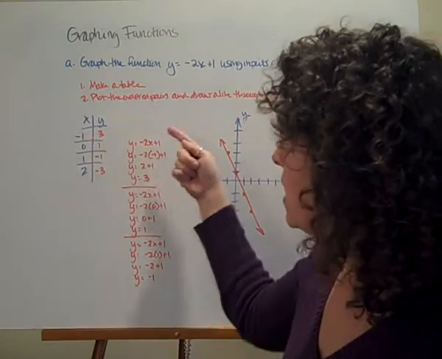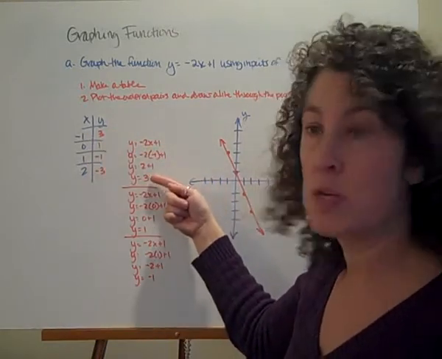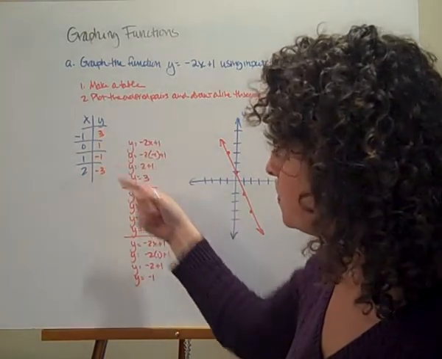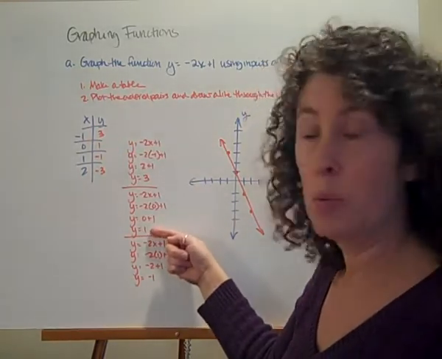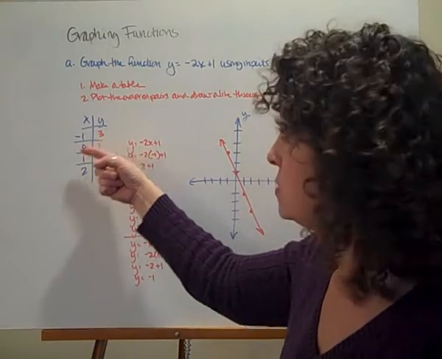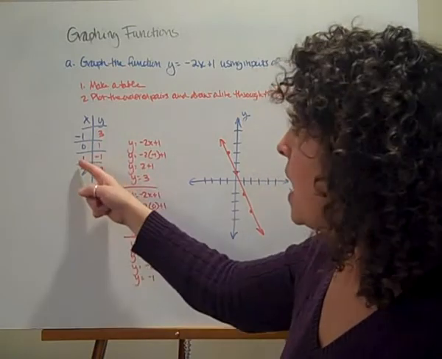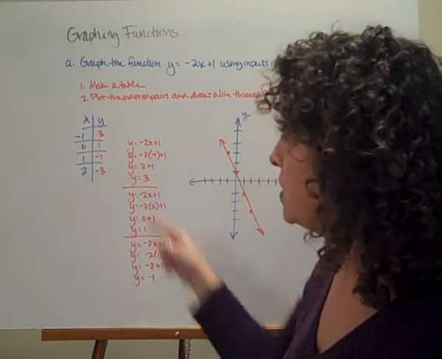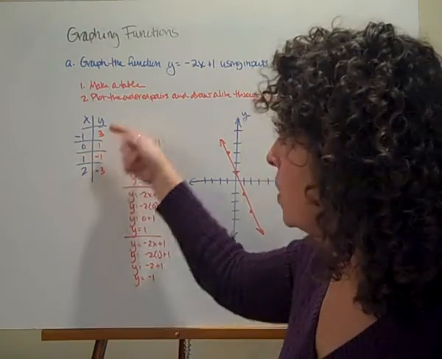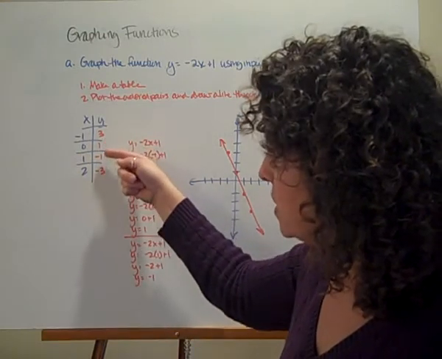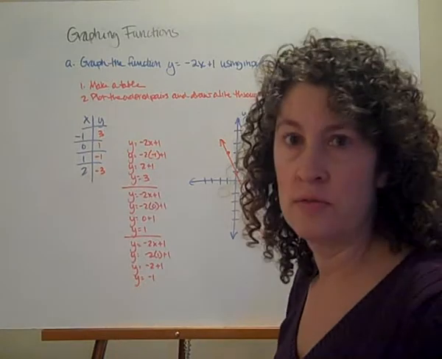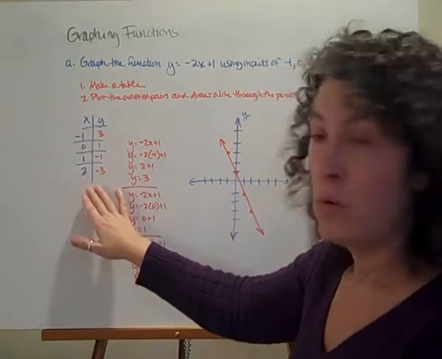So here I took my negative 1 as my input, I plugged it in, and I got 3 as my output, so that's my y value. I plugged in 0 and came up with 1 as my output, so that's my y value. 0, 1 is one of my ordered pairs. I plugged in 1 into my equation, and I came up with negative 1 as my output, so 1, negative 1. I started to see the pattern then, that it was going down by 2's every time, so I filled in the rest of the table from there. So now I have 4 ordered pairs.